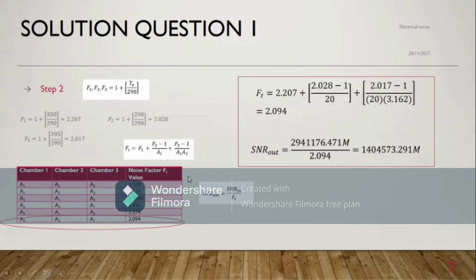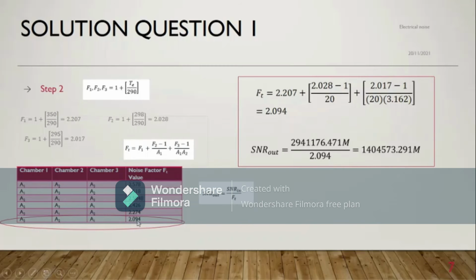We also know about the SNR out, signal to noise ratio out, and this formula: signal to noise ratio out is inversely proportional to the noise factor. To get the maximum value of the signal to noise ratio output, we must find the minimum noise factor value. So at this arrangement, we just get the minimum value of the noise factor.